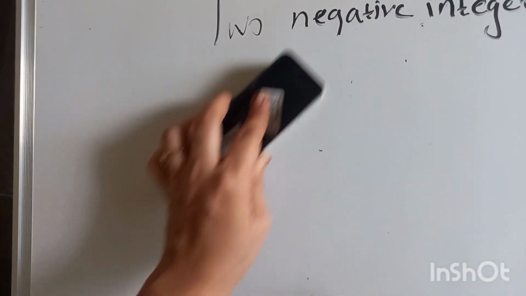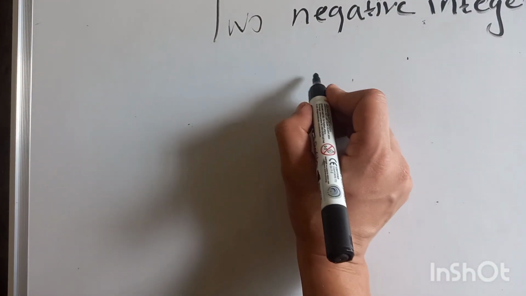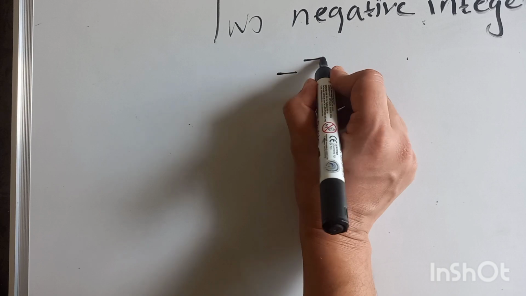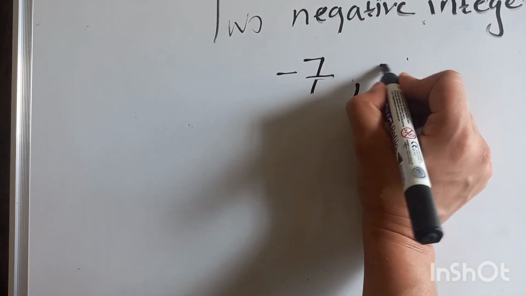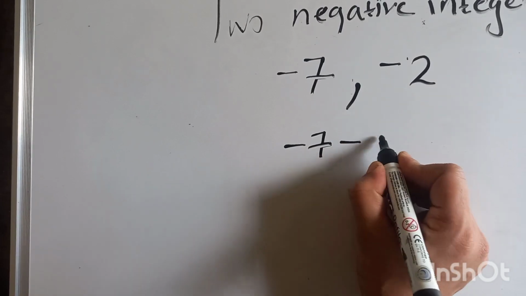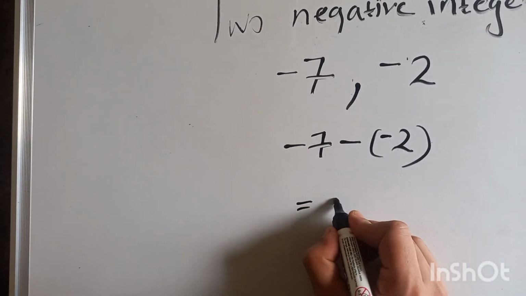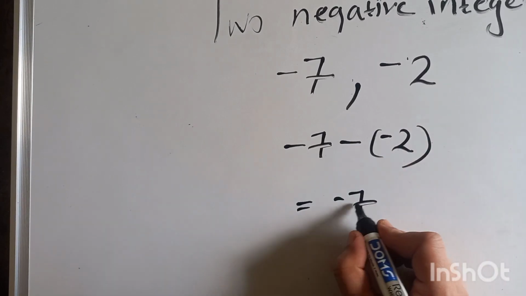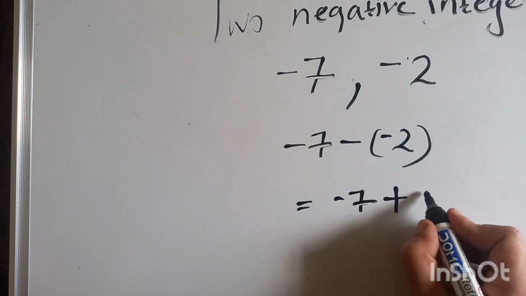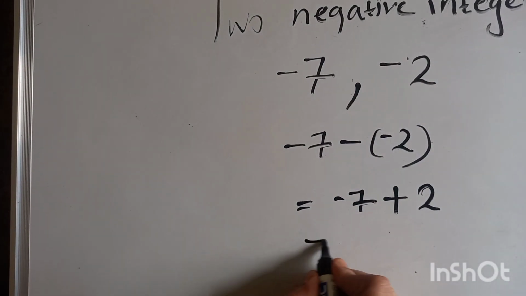One more example for two negative integers I will show. Let us take the first number as negative 7 and the second number as negative 2, and I am going to subtract negative 7 minus negative 2. The subtraction we will do as addition. Change the sign of the second number: negative 2 will change to positive 2. So negative 7 plus 2.